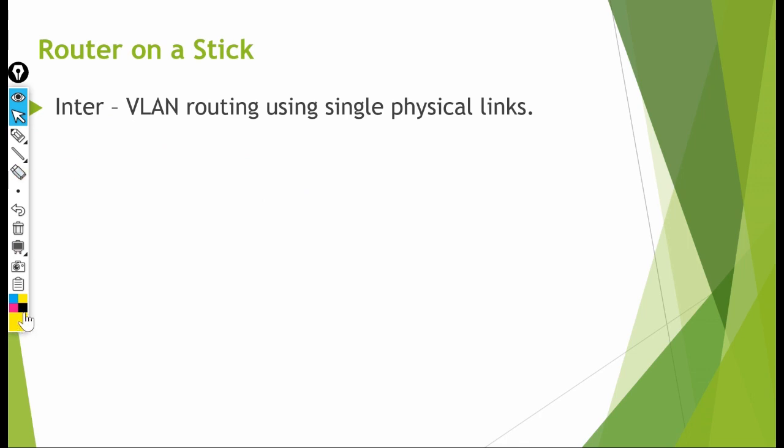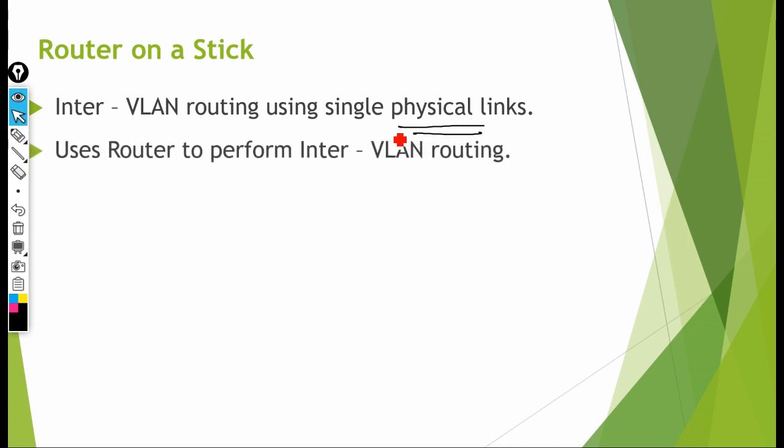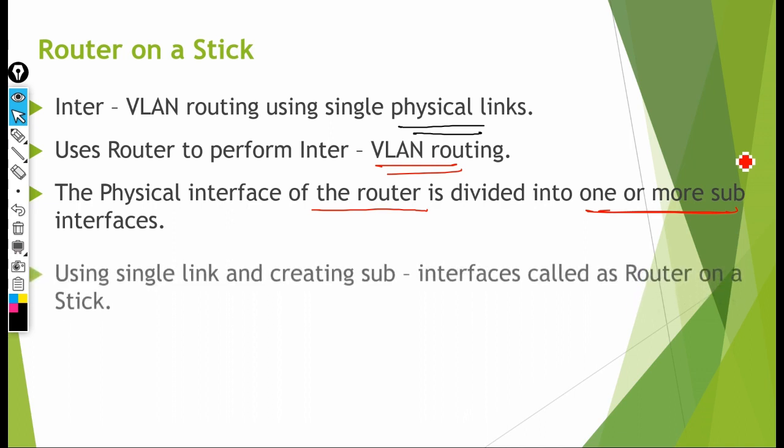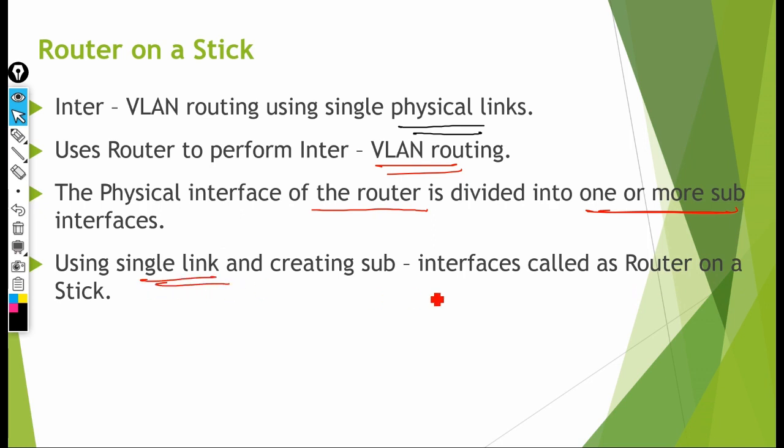As we discussed, inter-VLAN routing using a single physical link itself, that you can go ahead and perform, of course, yes. Make sure it uses the routers to perform the inter-VLAN routing. The physical interface of the router is divided into one or more subinterfaces, and the subinterfaces will carry the traffic of each of your VLANs. Very important: using a single link and creating subinterfaces is basically called router on a stick.